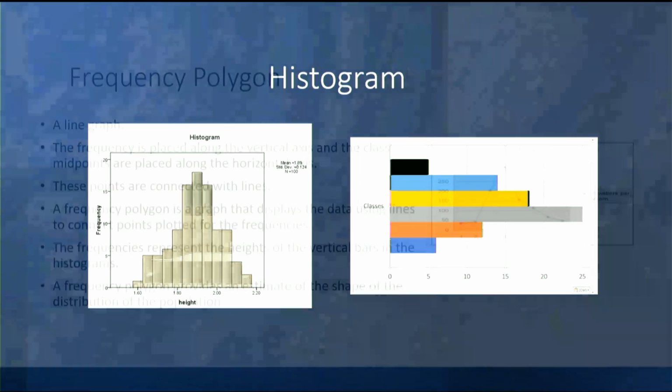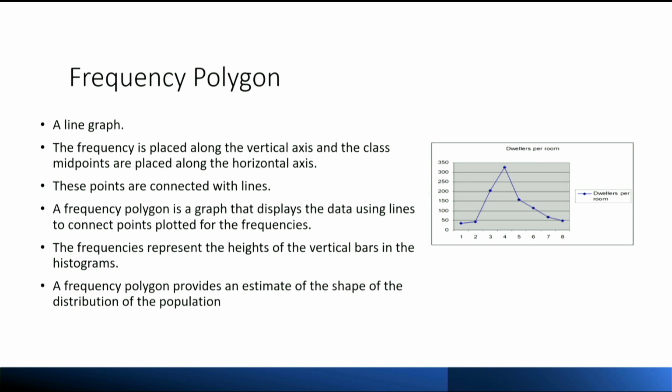The next one is the frequency polygon. To construct a frequency polygon, you have to make use of the midpoint, that is the class mark or the class mean. That's another name for the midpoint. Either you call it class mark or class mean or the midpoint. So to prepare this frequency polygon, you need the class mark.